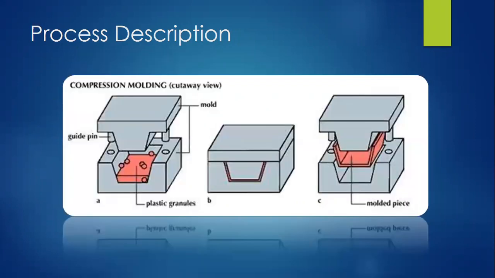This is the cutaway view of compression molding. The charge is placed in the cavity of the match mold in the open position. Then the mold is closed by bringing the two halves together, which is letter B. Pressure is exerted to squeeze the resin so that it fills the mold cavity. While under pressure, the mold is heated, which cures the resin.